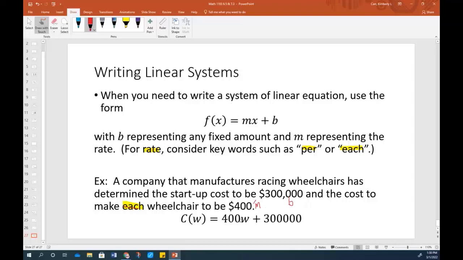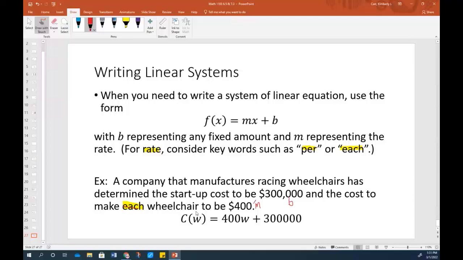Now, instead of an X this time, I happened to put a W because we were talking about wheelchairs. So you could read this: the cost for wheelchairs is equal to 400 each plus the startup of 300,000. You could write a similar equation if you found out how much they were going to sell the wheelchairs for. So if they're going to sell the wheelchairs for $500 each, then the revenue would be 500 W. But there wouldn't be a startup cost for that.